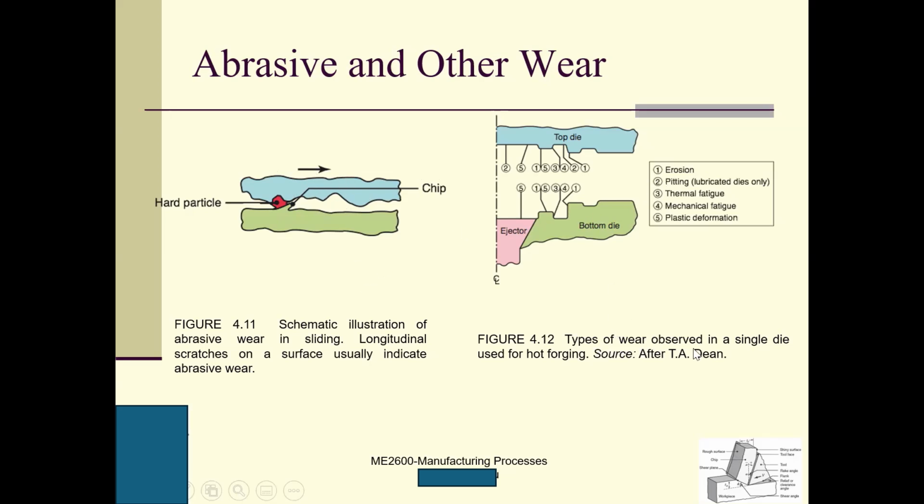Here is a type of wear observed with a single die used for hot drawing. First one is erosion, then heating, third is thermal fatigue, fourth is mechanical fatigue, and the fifth one is plastic deformation. So this is in a single die used for hot drawing. This is a die, okay? This is the top die, and this is the bottom die.